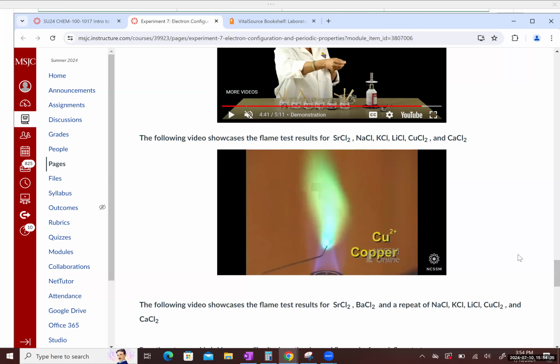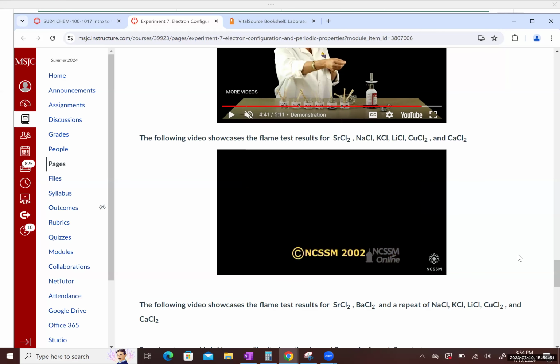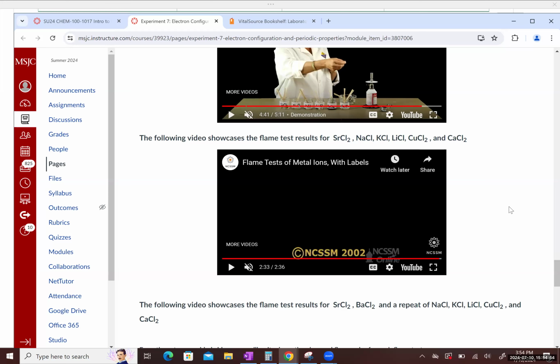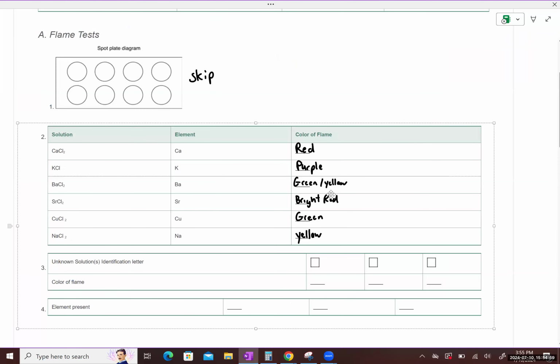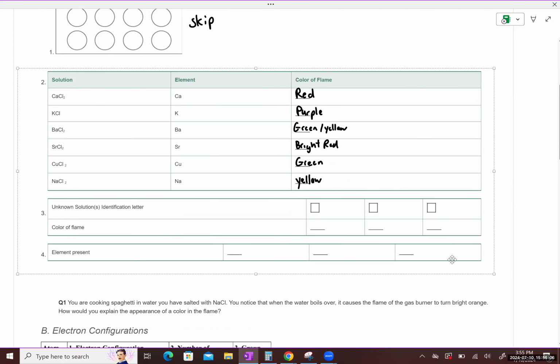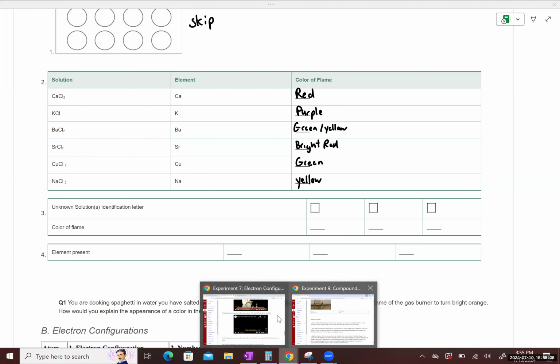Copper, we would expect to be green, as we observe. It's always good to have multiple sources, multiple trials for these flame tests, so that way you can verify that your observations are consistent. Wonderful. So we've viewed these videos and we've filled out our table. Now that we have our observations for the known samples, let's look at the unknown samples.